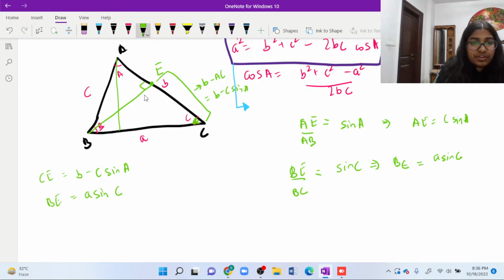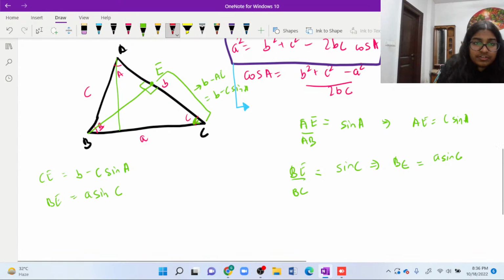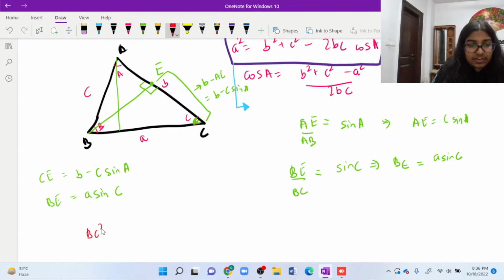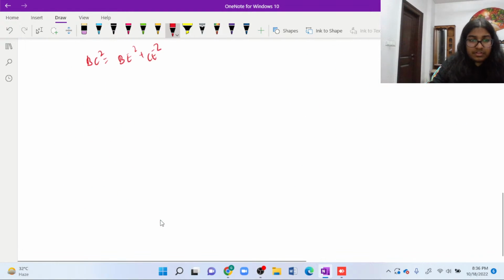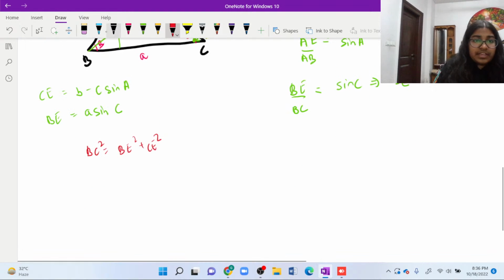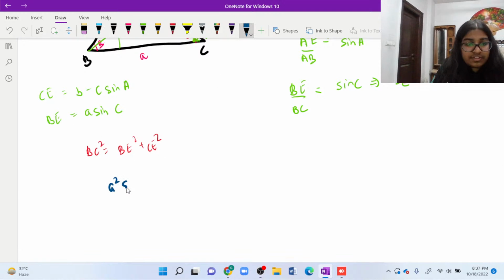So we know that by Pythagoras theorem, BC square equals BE square plus CE square. Now BE square plus CE square is a square sine square C plus CE square, that's b square plus c square sine square A.